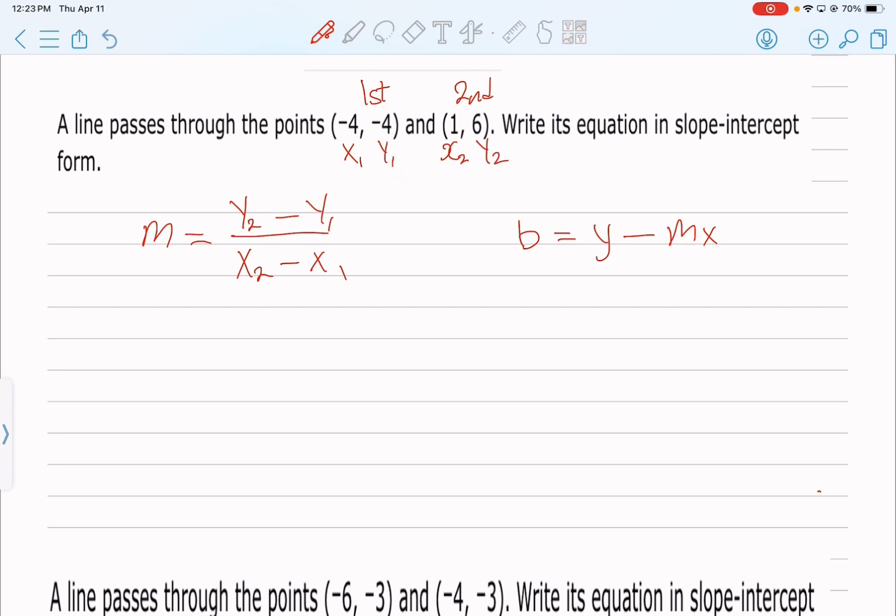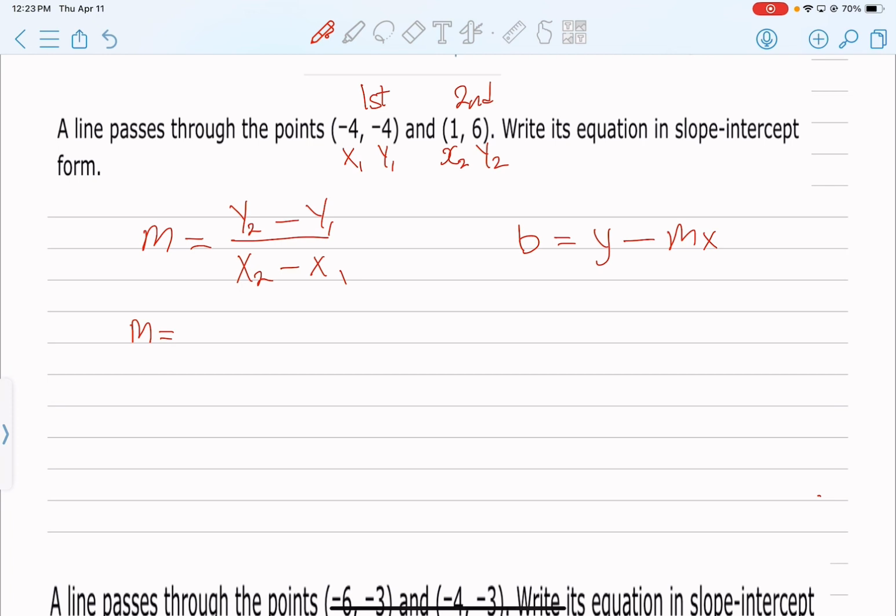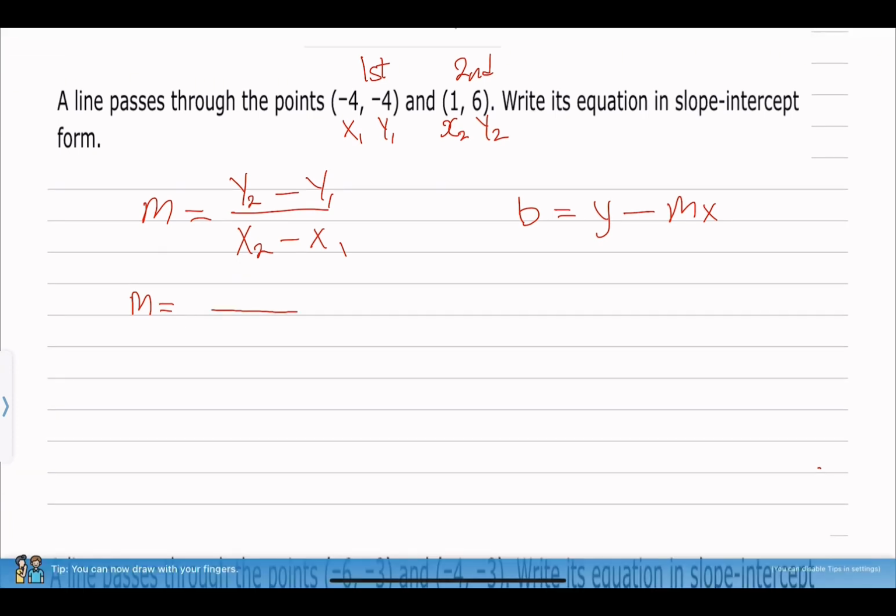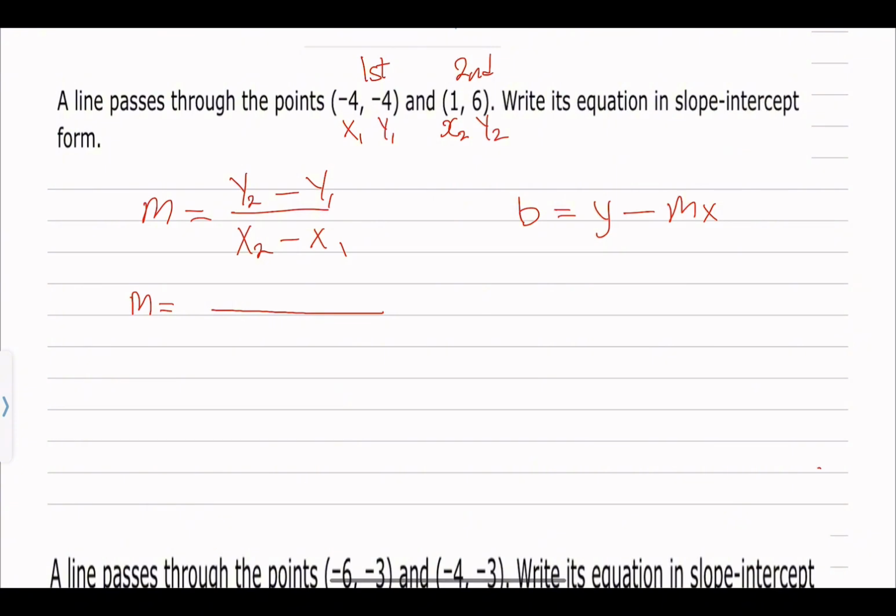Now, let's set it up. M equals, so what is y2? Look at it. What is y2? 6. Thank you. What is y1? Negative 4. And what is x2? 1. And what is x1? Negative 4 again.